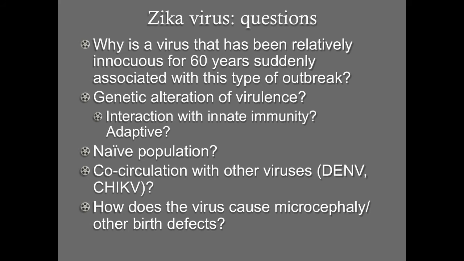Is it a genetic alteration of the virus, increasing virulence? Or, since this virus had not been present in the Americas before, is it just introducing a new virus into a population where you have rampant mosquito presence and a completely naive population? So every person the mosquito bites would be able to then become viremic because there's no pre-existing immunity. Is it co-circulation with other viruses? Dengue virus and the alphavirus chikungunya are also endemic in these regions. And of course, the connection with microcephaly is pretty well accepted at this point, but the cause is still unknown.